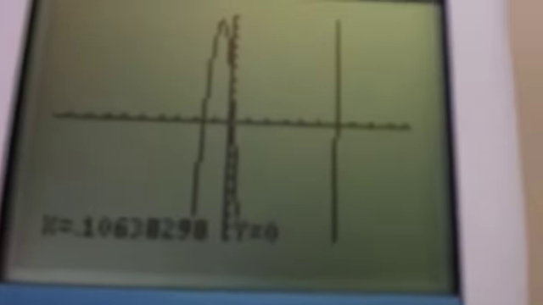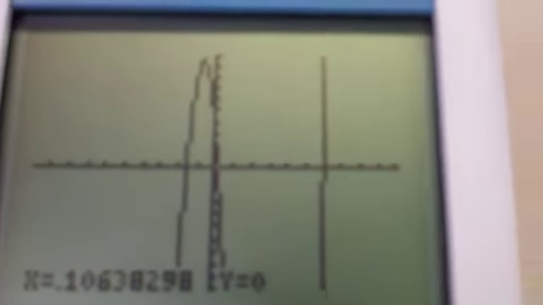I graphed it on my calculator. That's what it should look like. The x's that I got were negative 5.45, 9.93, and 0.02.